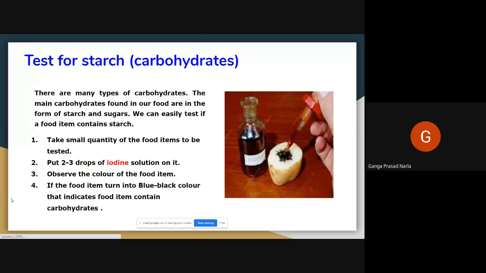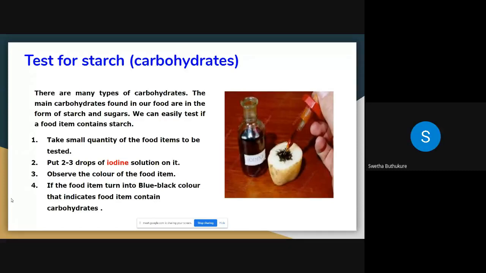There are many types of carbohydrates, we discussed, right? The main carbohydrates found in our food are in the form of starch or sugar. Starch is another name of carbohydrate. There are two types of carbohydrates: one is simple carbohydrate, another is complex carbohydrate. Complex carbohydrate is called starch. Is it clear? Yes, sir.